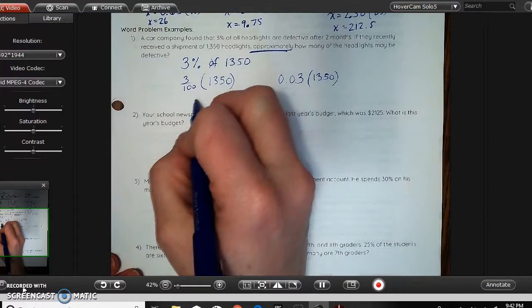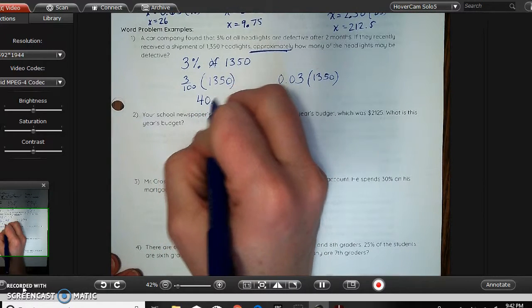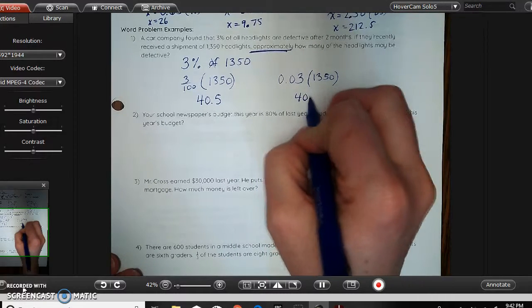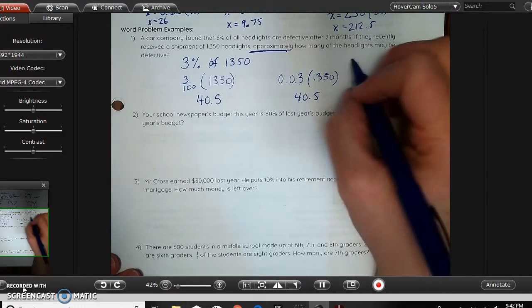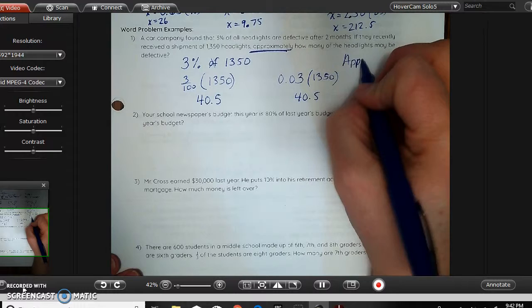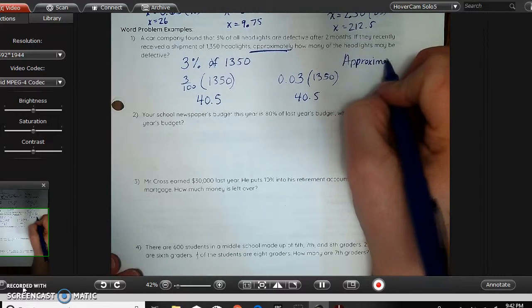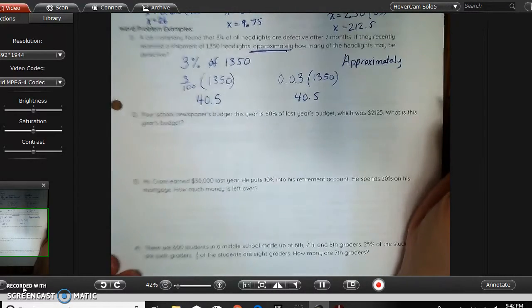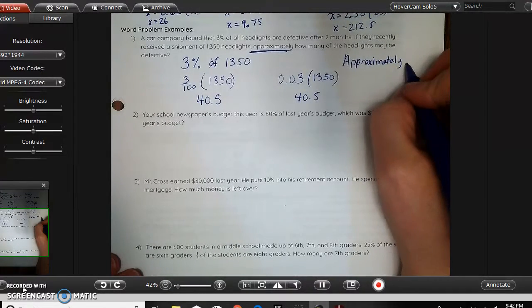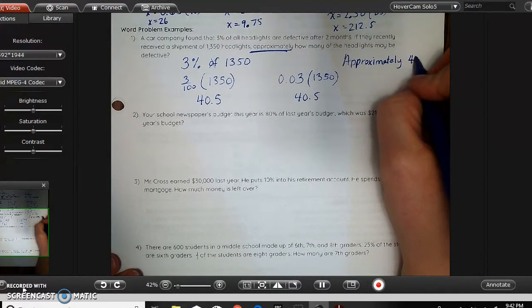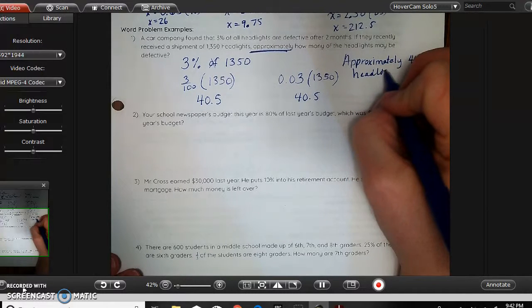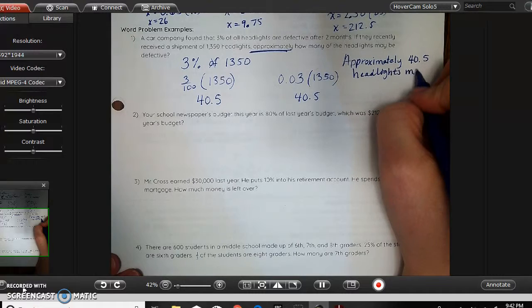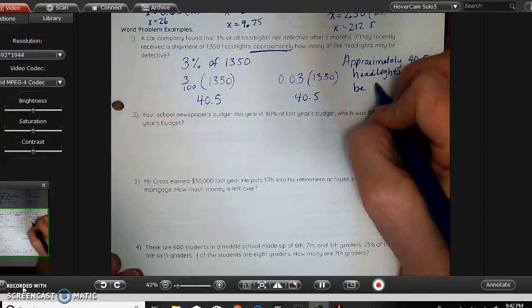When I find the answer to this one, I get 40.5. And so that means that there's approximately, because they've gotten that 3% by finding averages from a lot of different shipments, so approximately 40.5 headlights may be defective.